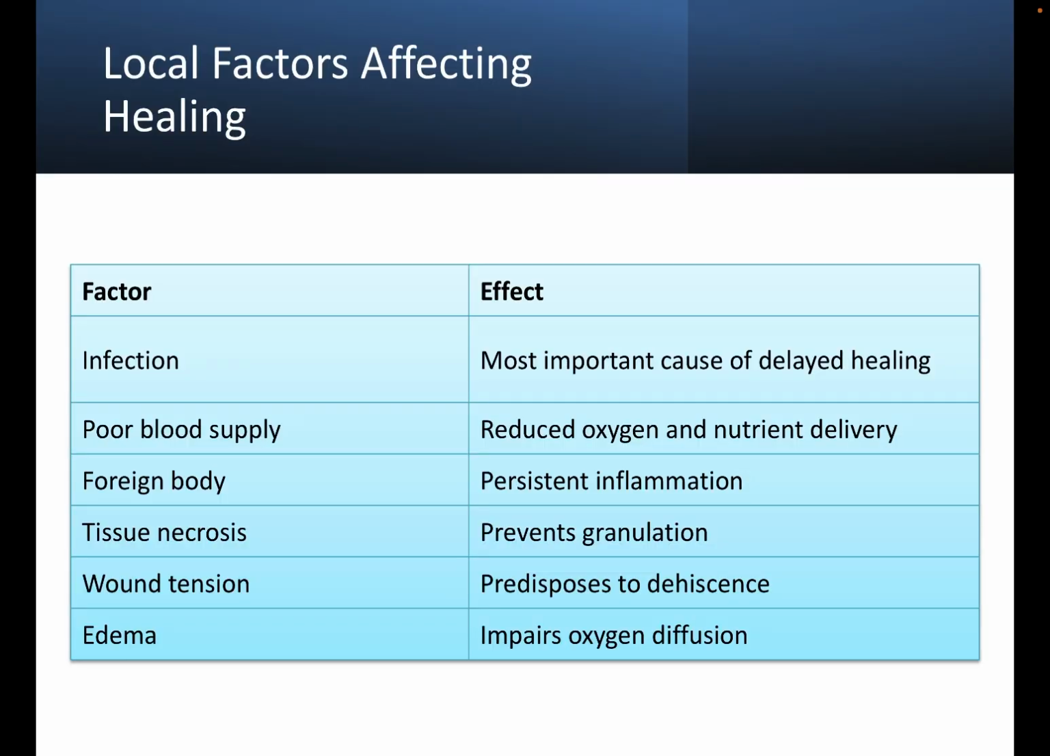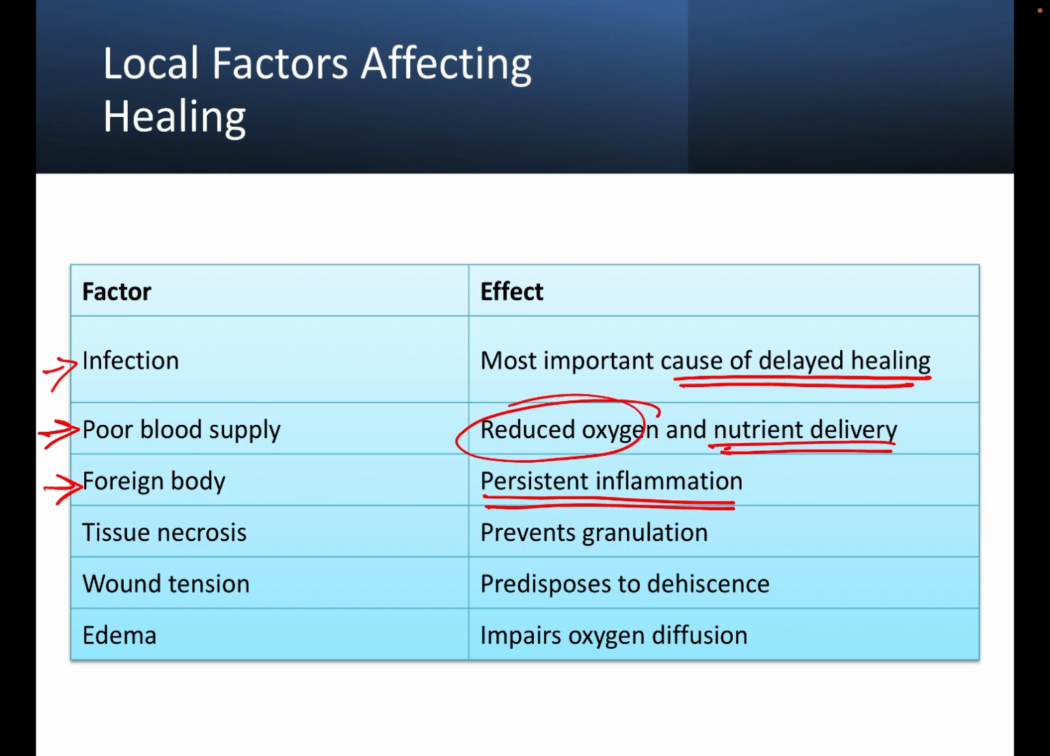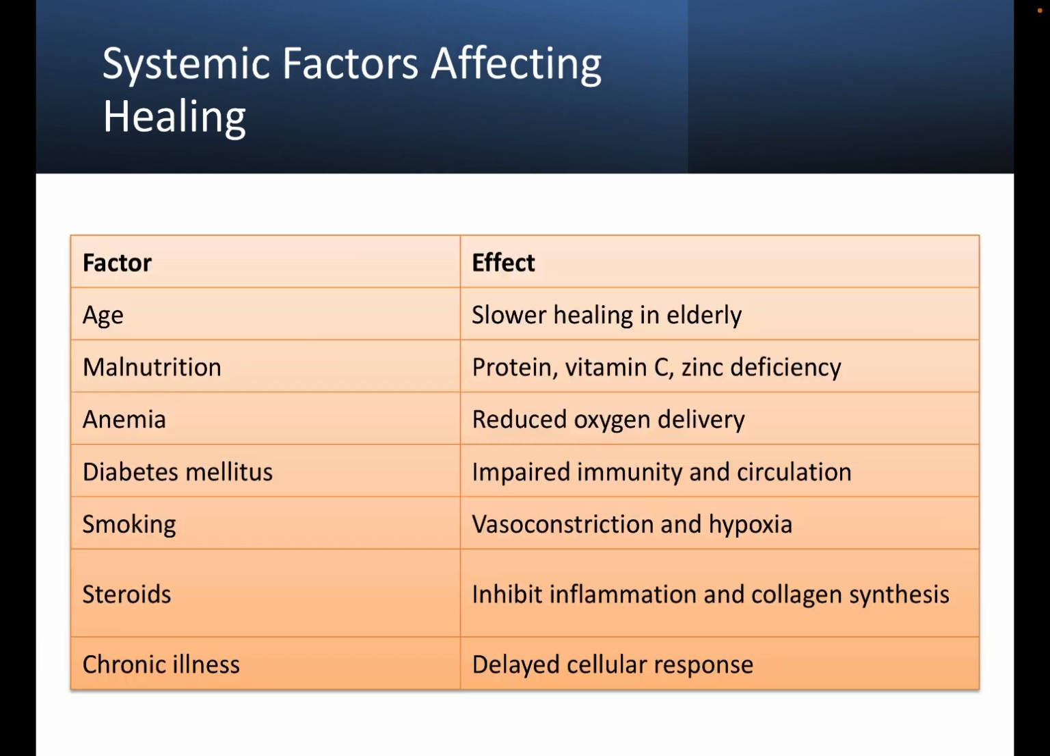So, local factors affecting healing. Infection is the most important cause of delayed healing, followed by poor blood supply and foreign body presence, which will cause persistent inflammation. Poor blood supply actually causes reduced oxygen and nutrient delivery. Tissue necrosis prevents granulation. Wound tension predisposes to dehiscence. Edema impairs oxygen diffusion.